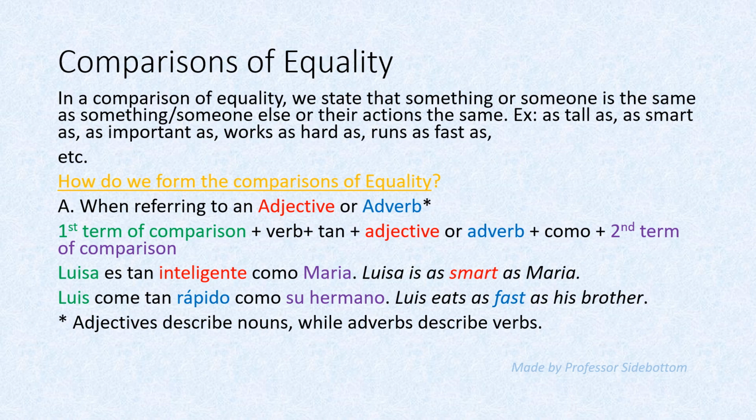And here we have two examples. Luisa es tan inteligente como María. Luisa is as smart as María. Luis come tan rápido como su hermano. Luis eats as fast as his brother. As a reminder, adjectives describe nouns while adverbs describe verbs.